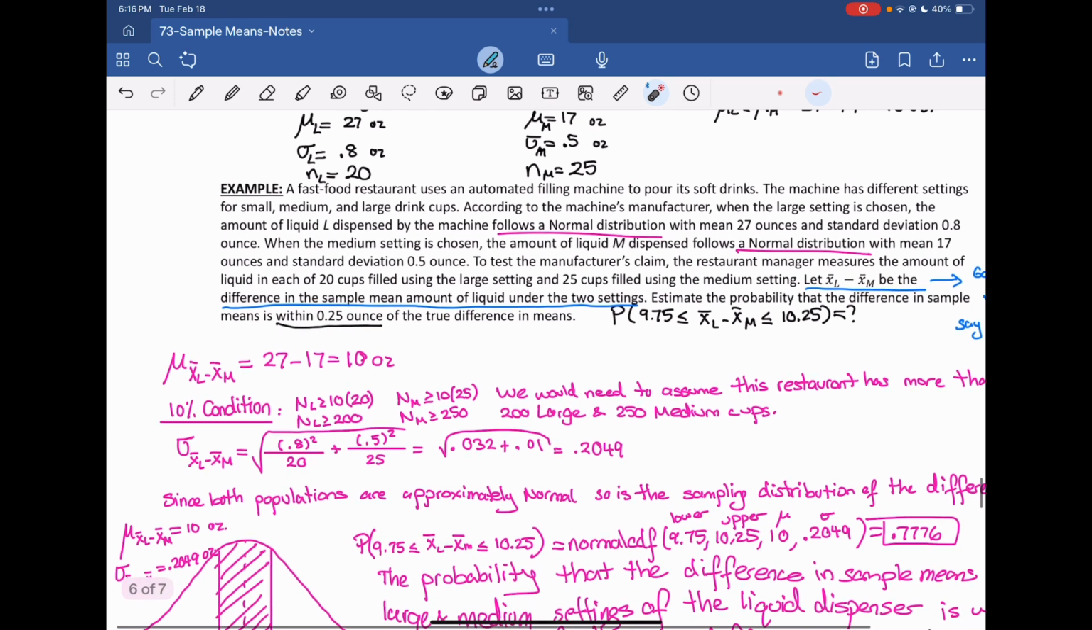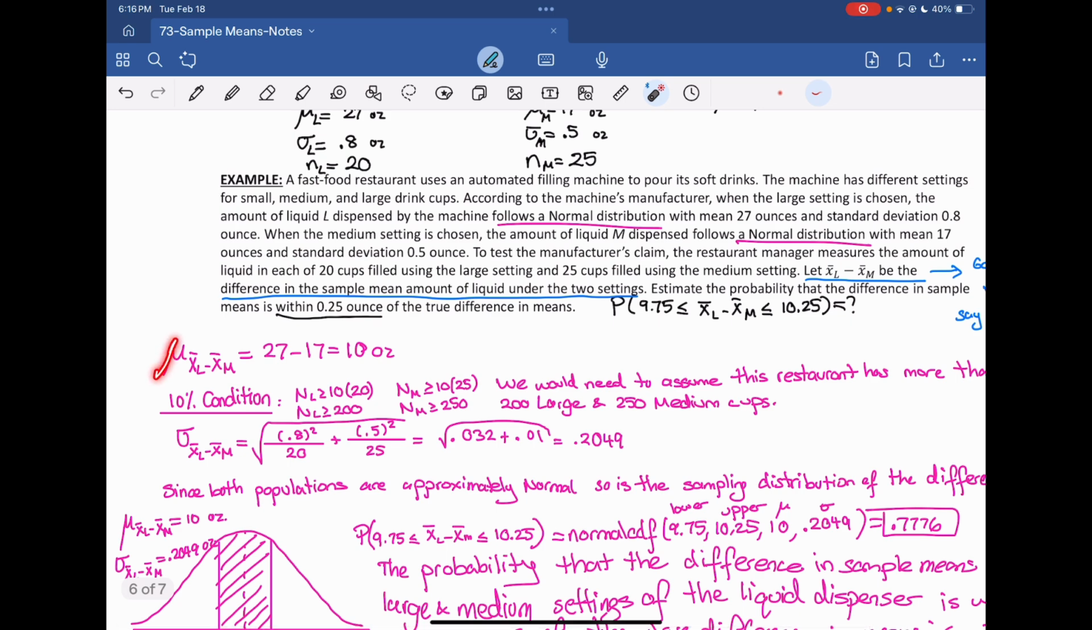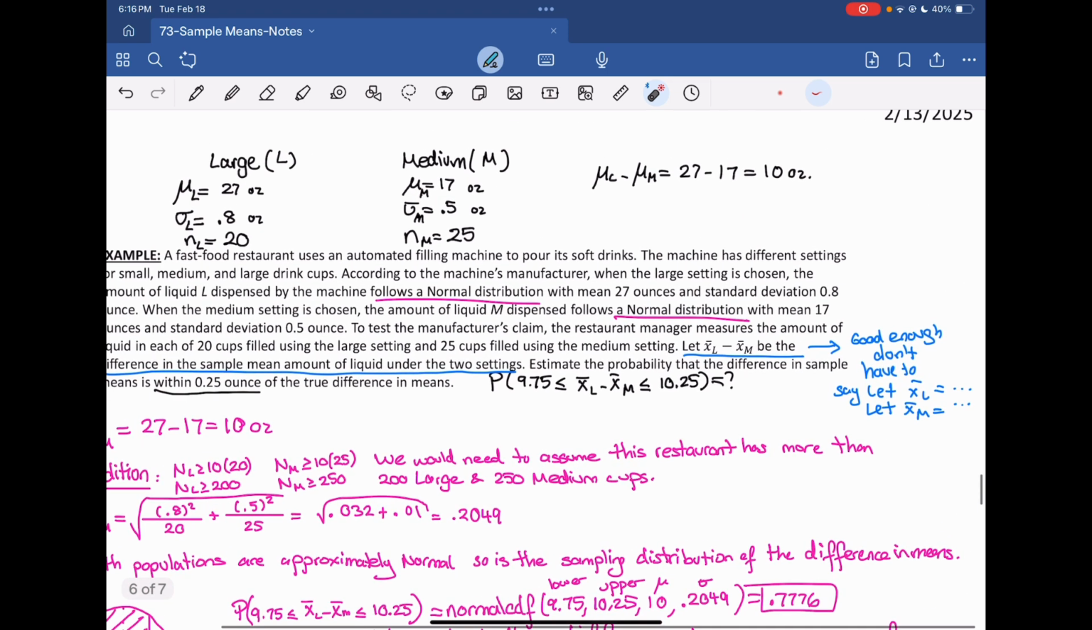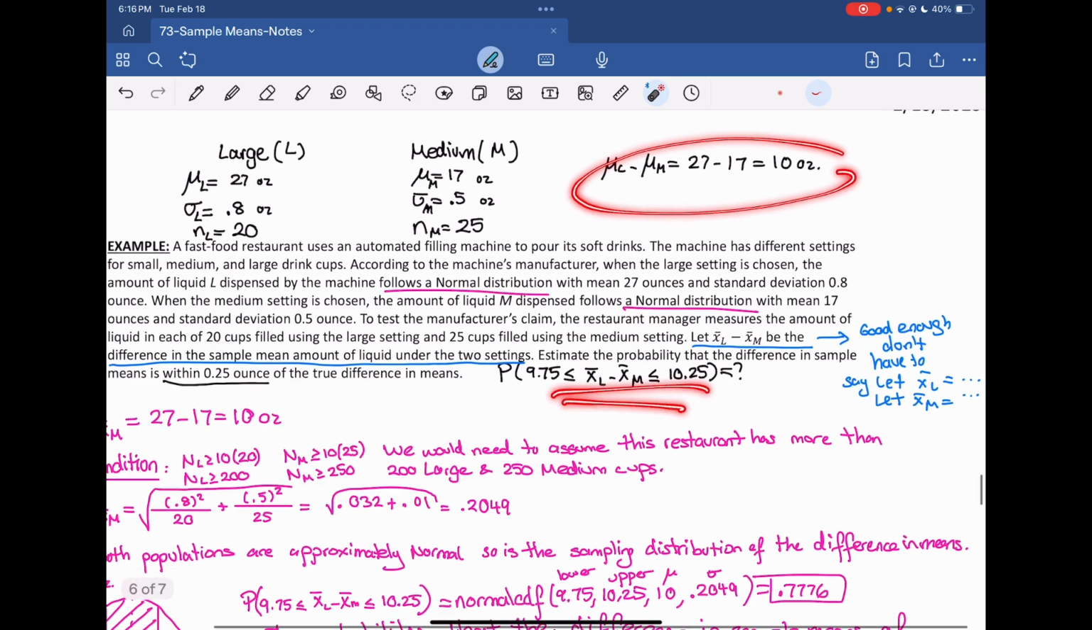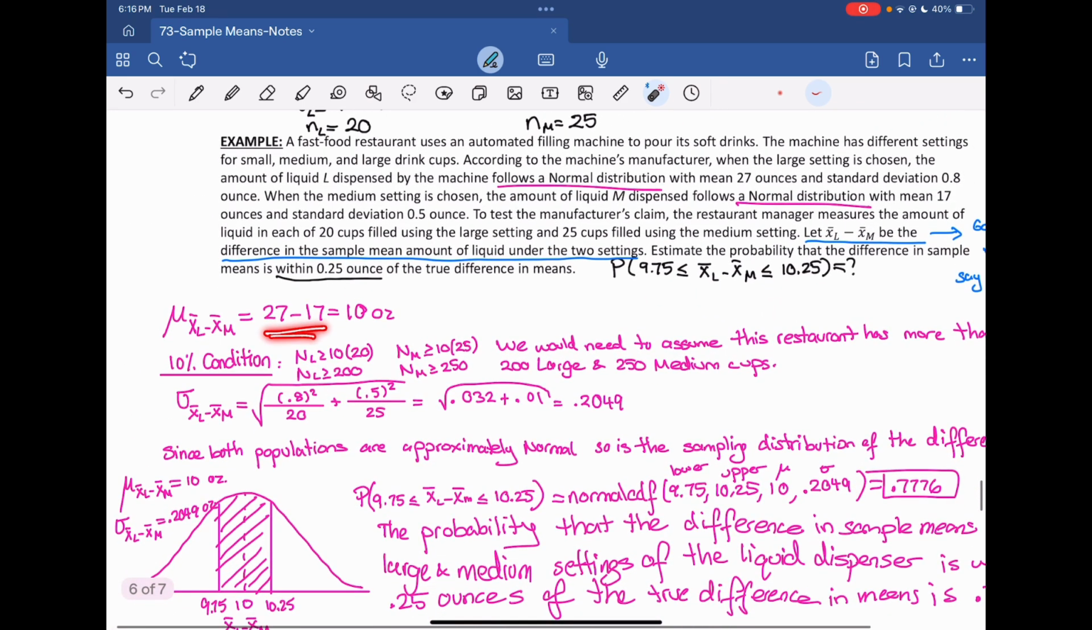All right, let's continue. We're finding the mu of the mean of large minus the mean of medium. That's 27 minus 17 again, 10 ounces. I already did that up here just to get this, but it doesn't matter. I just wanted to show the work there too. That's how I got the 10 ounces.